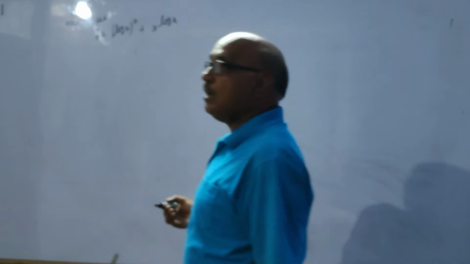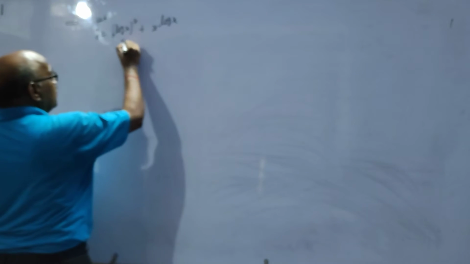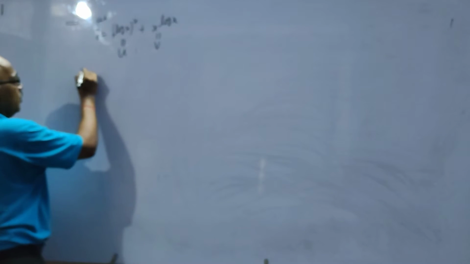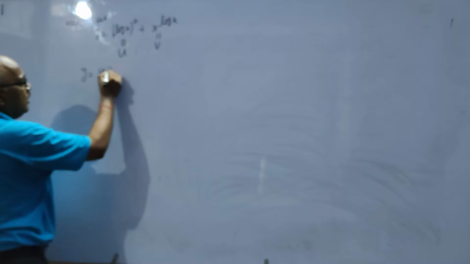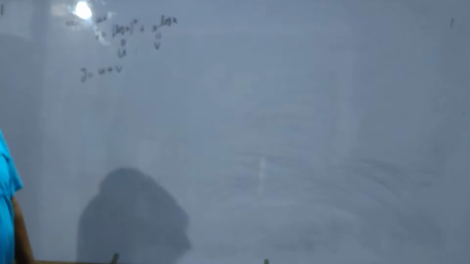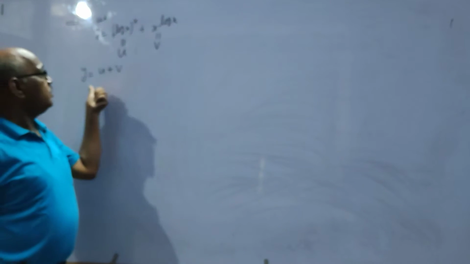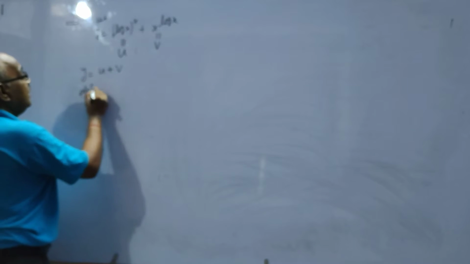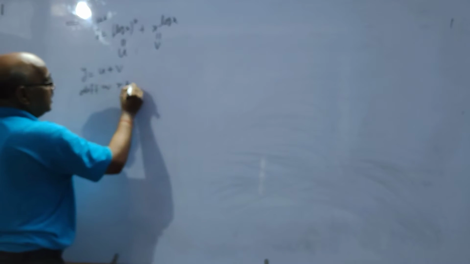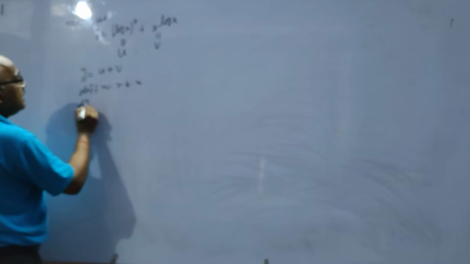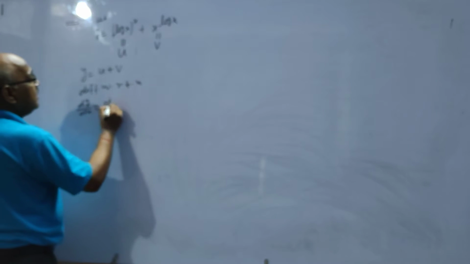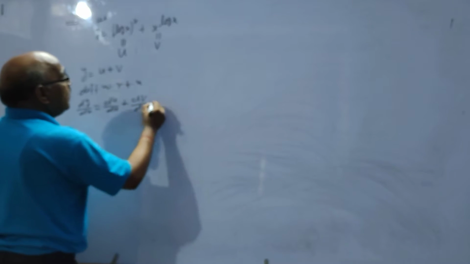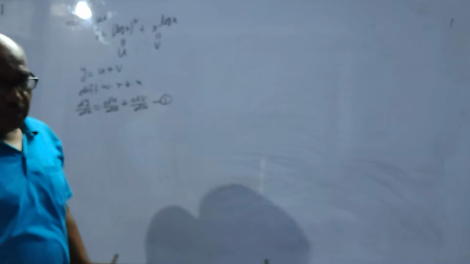To solve such problems, what do we do? We suppose the first one as u and the second one as v. So what we have, y is equal to u plus v. Now differentiating with respect to x, that is dy over dx, it is equal to du over dx plus dv over dx, and it is equation number 1.